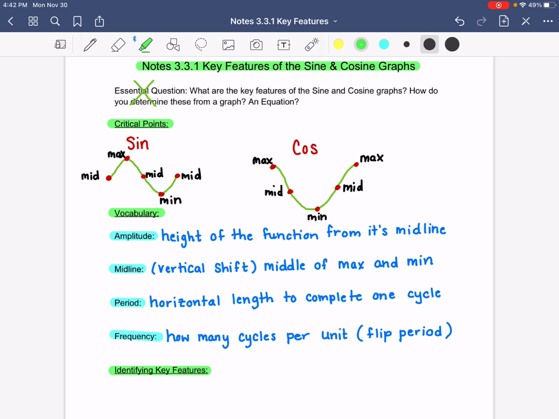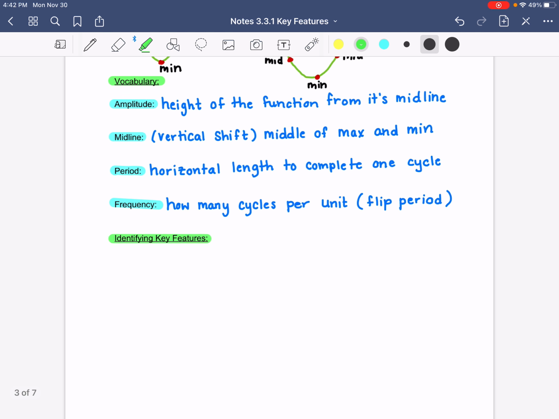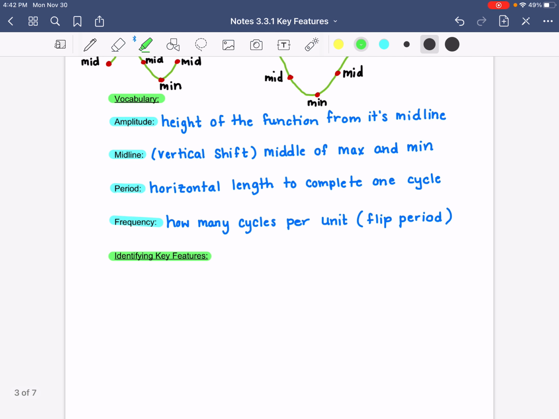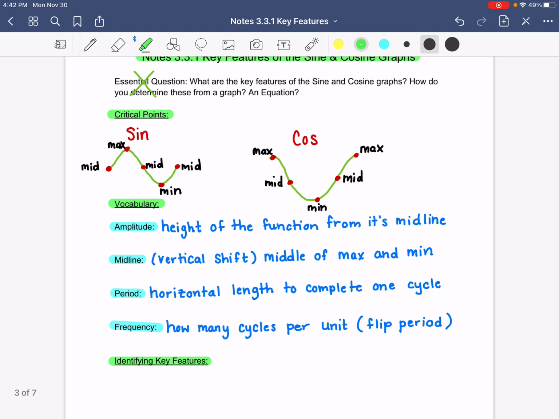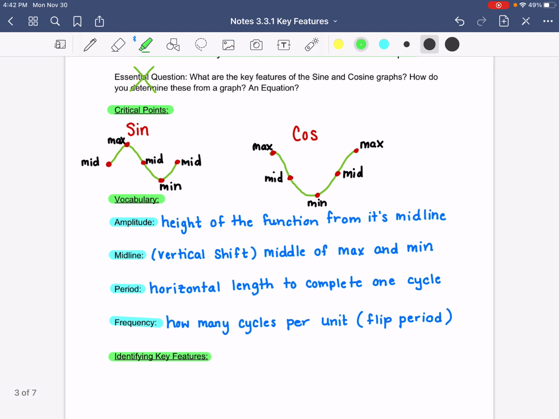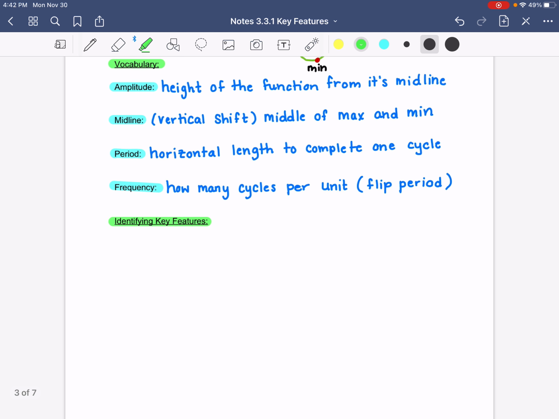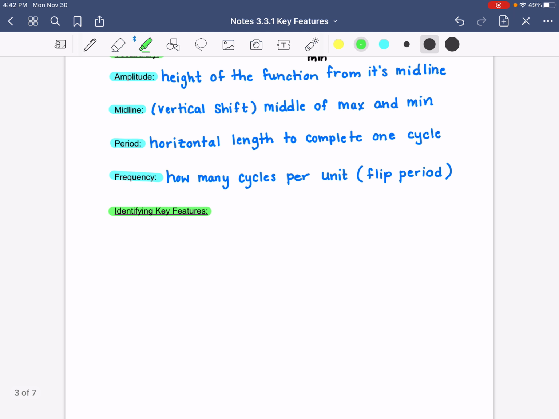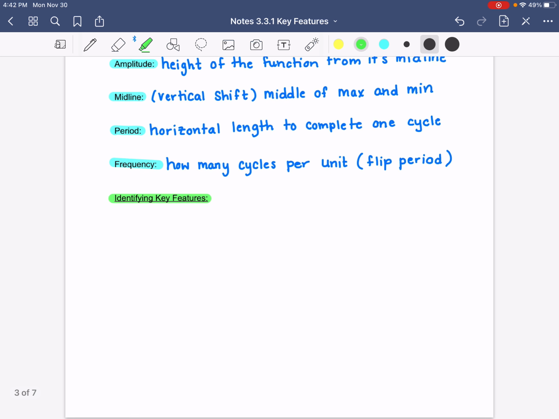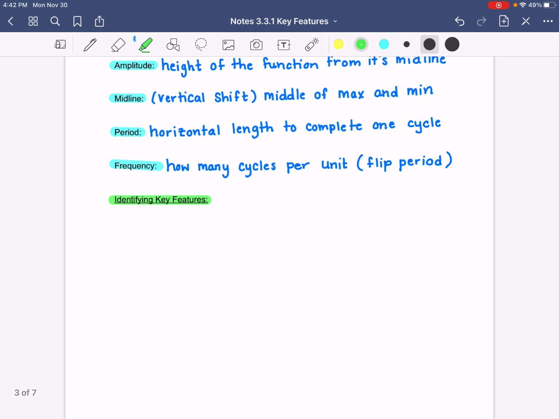So the key features of the graph that we're going to look at today are amplitude, midline, period, and frequency. We have the definition of those. So now we're going to see how to determine them from a graph and how to determine them from an equation. So go ahead and you should have hopefully already written down identify key features.